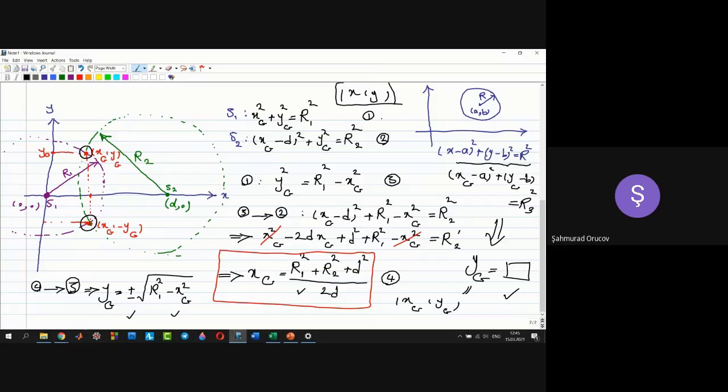In equation 4, you write r1 squared plus r2 squared. Why isn't it minus? I think it should be minus. Which one is minus? Yes, teacher, it must be minus. Oh, yes. Sorry. I have to write minus. This is my mistake. Thank you for your attention.